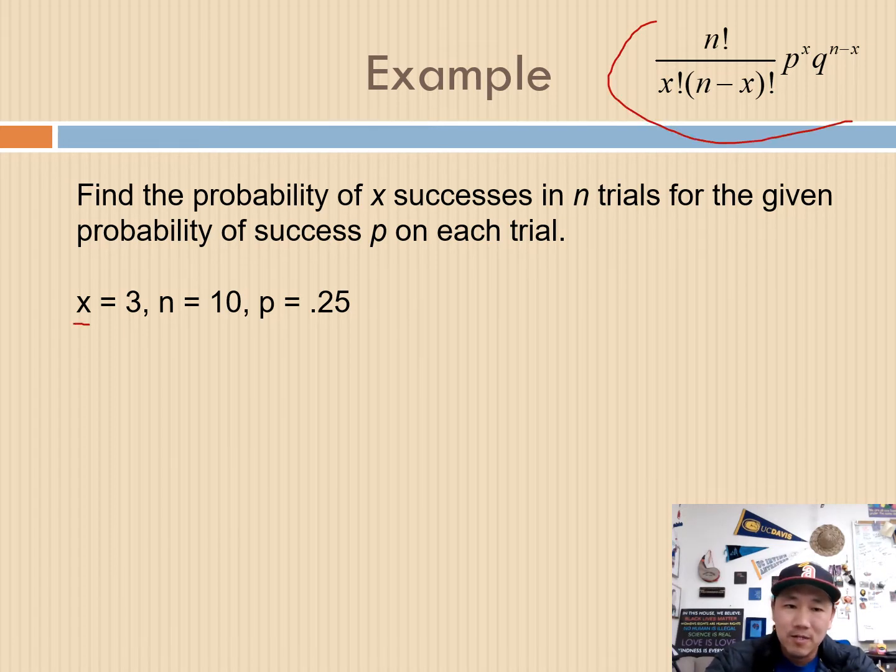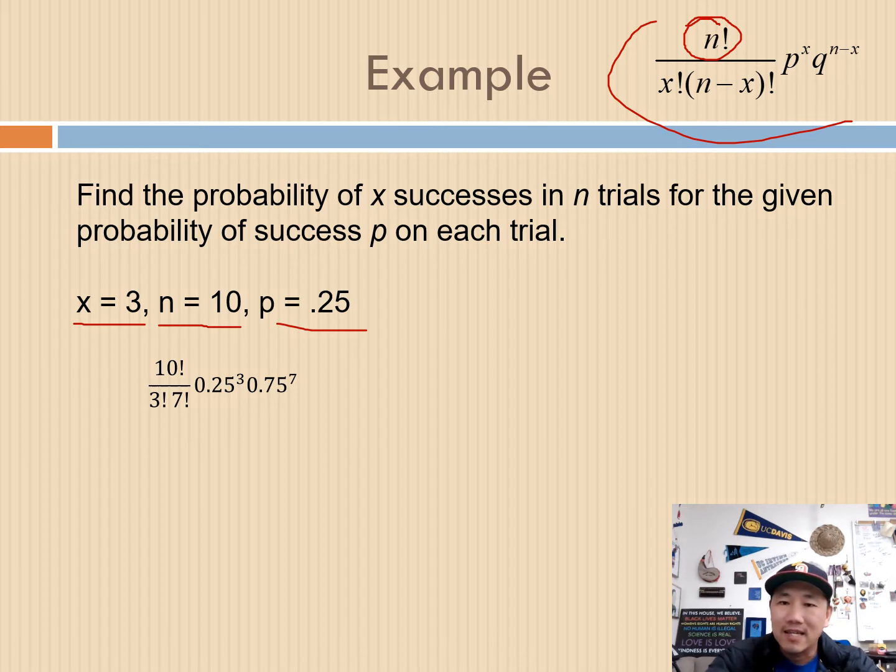They give you 3, which is the number of successful trials. The N is the number of trials all together, and then P is the probability of success per trial. All right, so they give you all the information. All you got to do is plug it into the formula. All right, so notice the N up here is the total amount of trials, which in this case is 10. The X is the amount of trials that were successful, which is the 3.